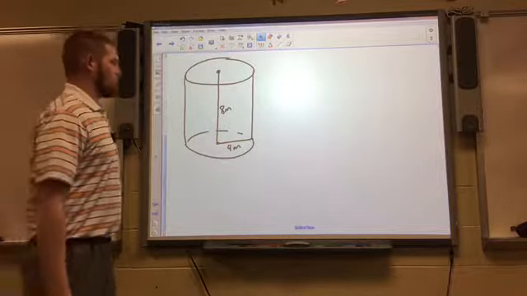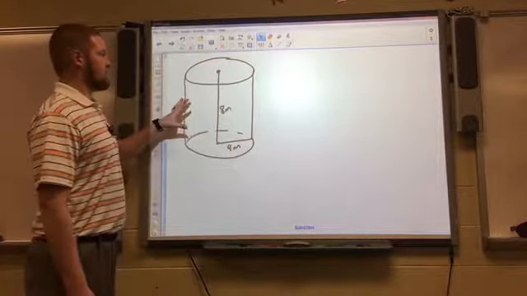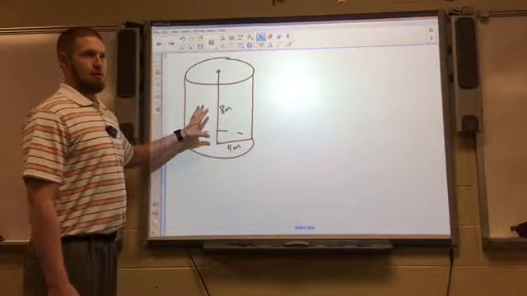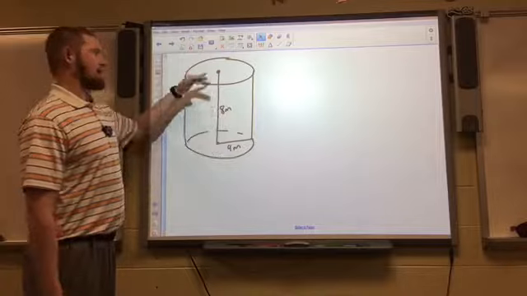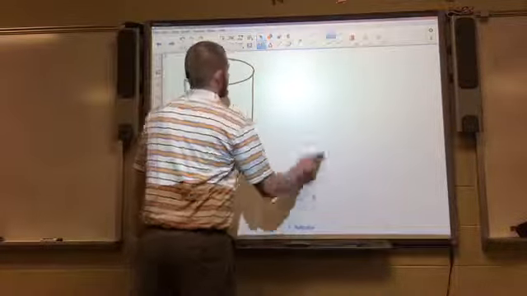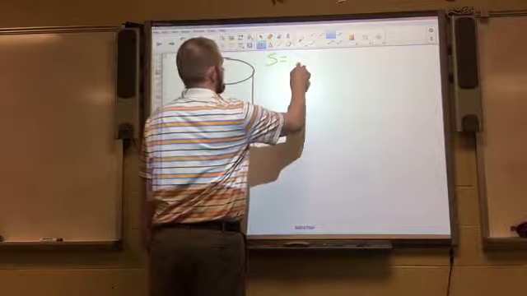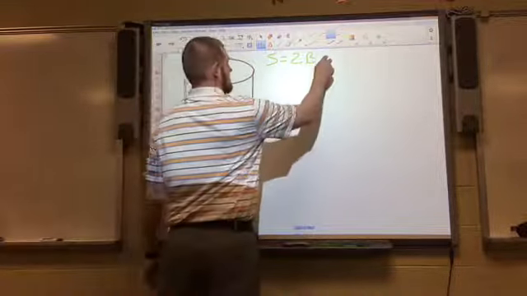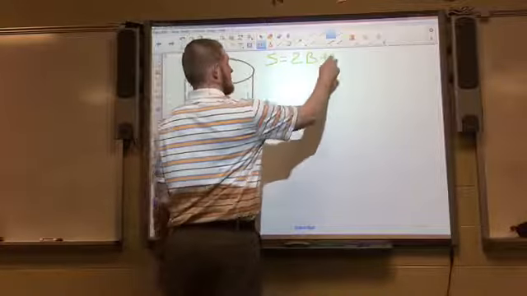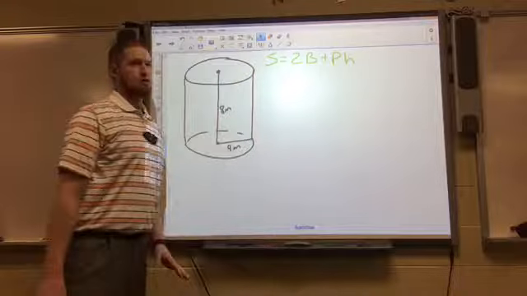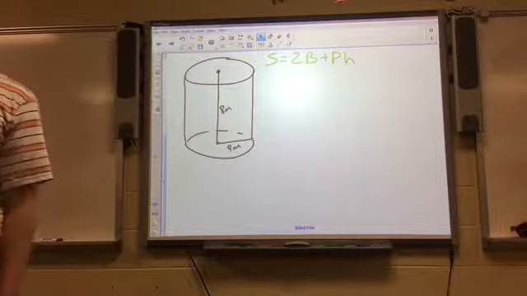Now we are going to have to do the exact same thing we did yesterday, except the difference is I have circles as bases, right? So we are still going to use the fact that the surface area equals 2 times the area of the base plus what? The perimeter of the base times the height. We're still using that exact same thing.